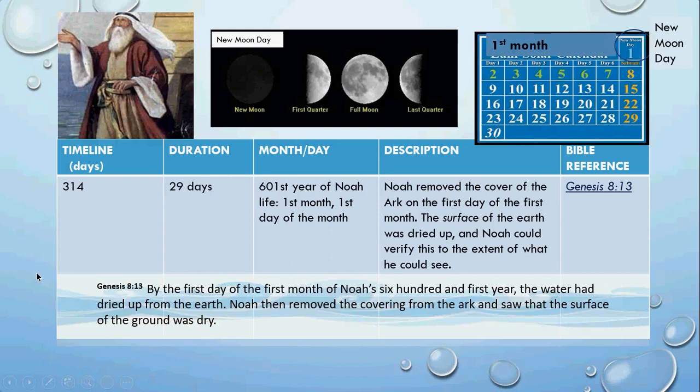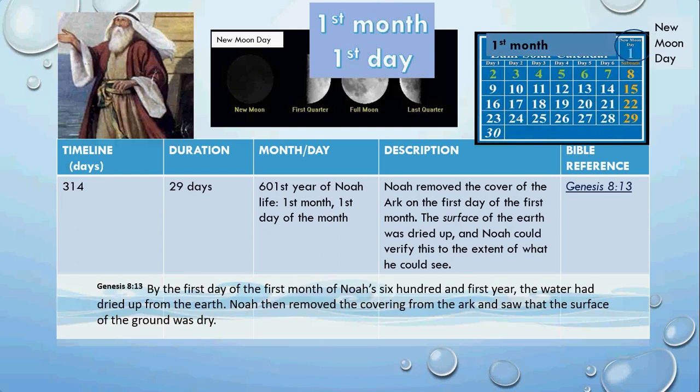This is Genesis 8:12. By the 1st day of the 1st month of Noah's 601st year, the water had dried up from the earth. Noah then removed the covering from the ark and saw that the surface of the ground was dry. Okay, the first day of the first month, and that is New Moon Day. And here shows the phases of the moon that tells you when the month begins, New Moon Day.